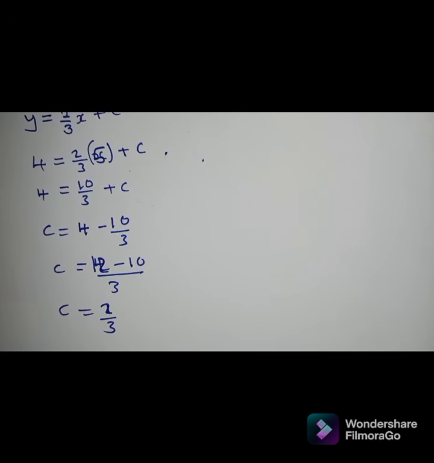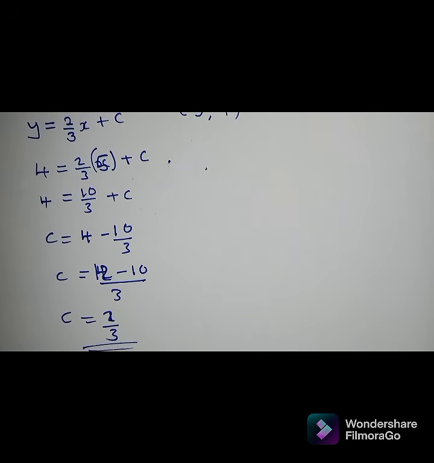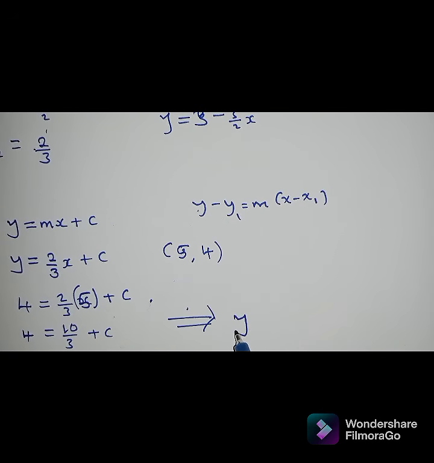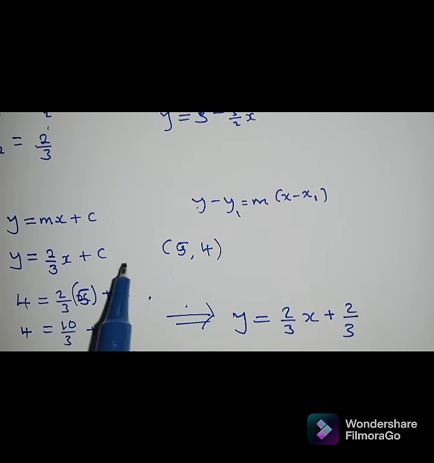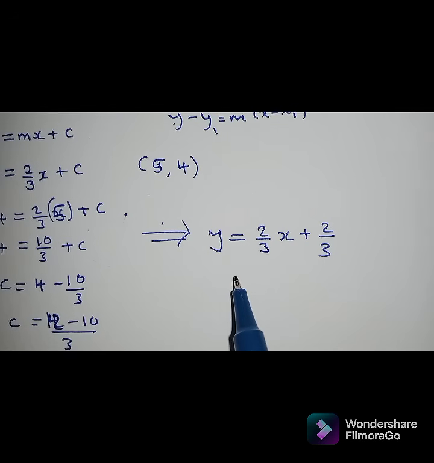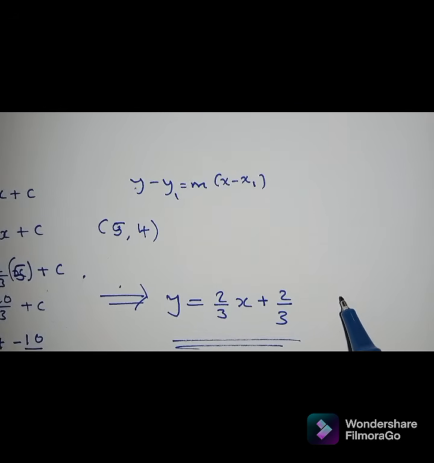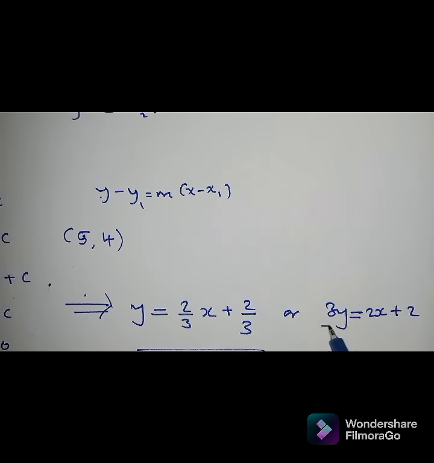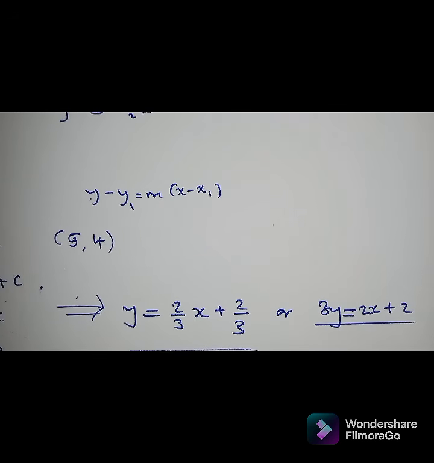Since we have found c to be equal to 2 over 3, we come back and write our equation as y is equal to 2 over 3x plus 2 over 3. On this c, we put the c we've just found. So this is the answer. You can leave it like this, or you can write it like this: 3y is equal to 2x plus 2. We go to the next question.